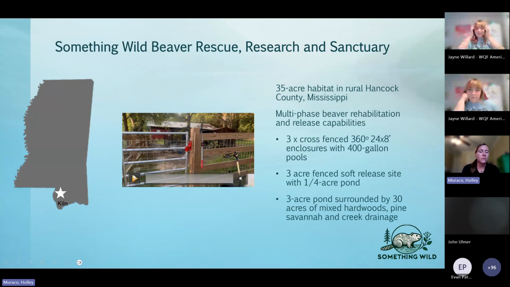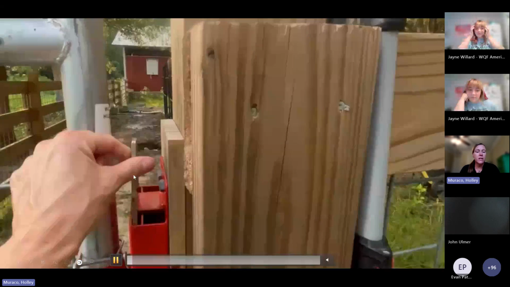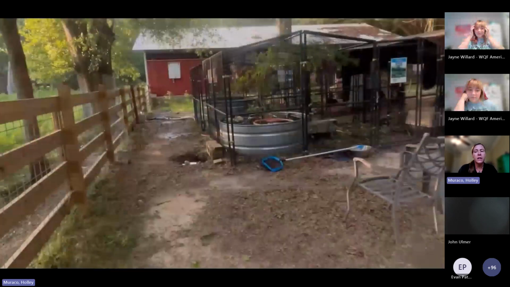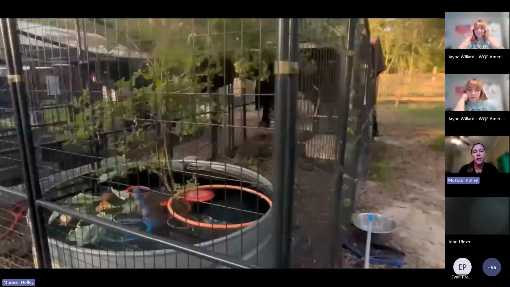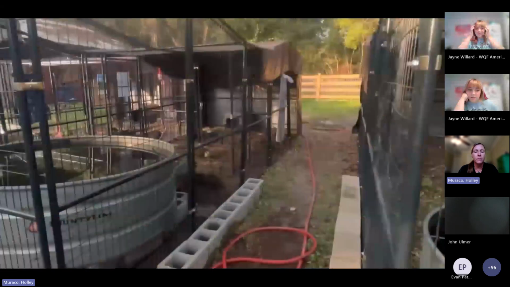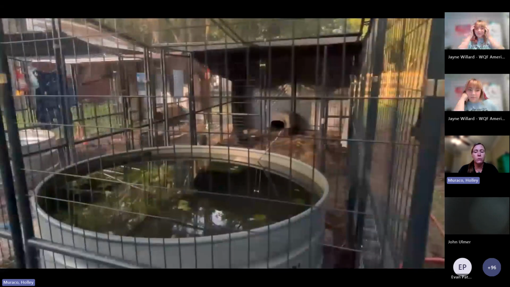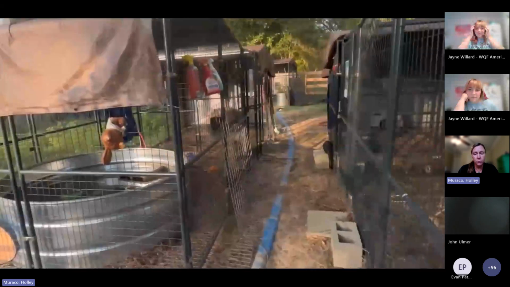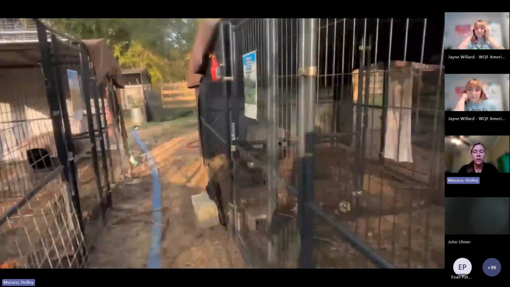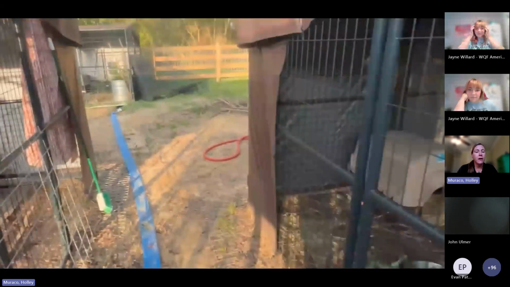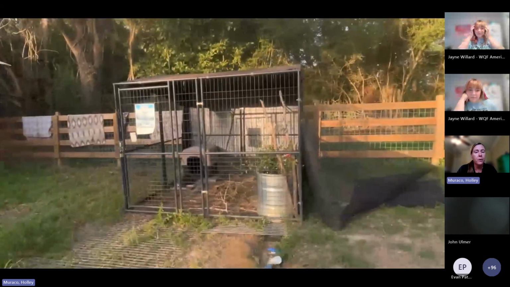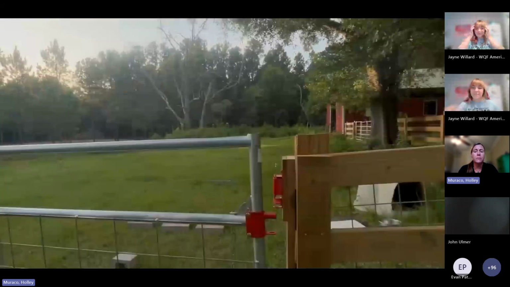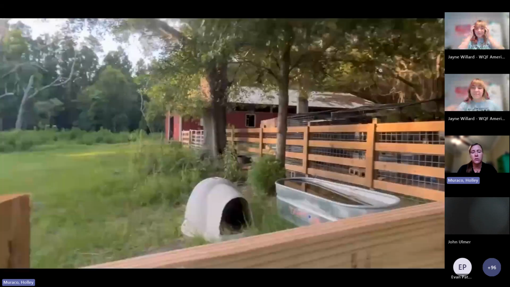I'm going to show this video. So basically, this is phase one, and this is the area where we have these extra protected enclosures set up. Every beaver that needs to remain separated for whatever reason, when they come into rehab, can live in these fully enclosed spaces. They have 400-gallon pools. This is our little baby area for now. They also have that whole fenced-in area to explore.